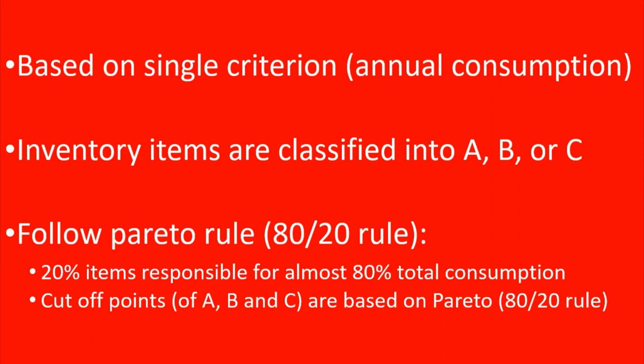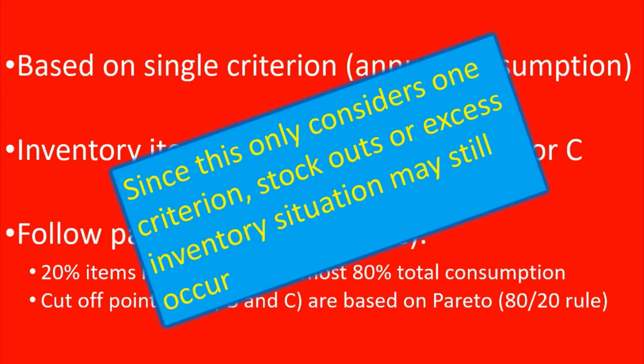The thing is, since this only considers a single criterion, stockouts or excess inventory situations may still occur because it does not consider other factors which can be relevant in inventory classification, for example, lead time. Now let's take a look at one example of single criterion ABC classification before we move on to multi-criteria.